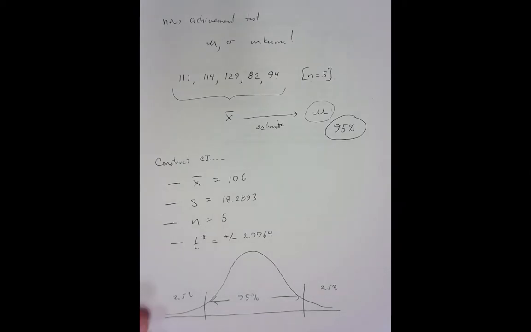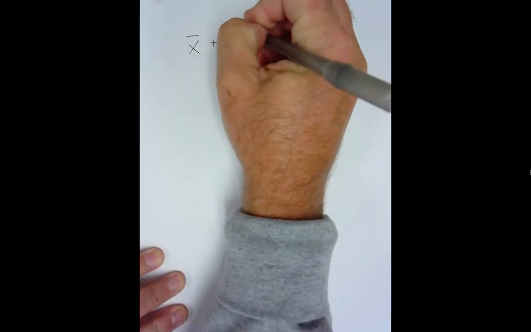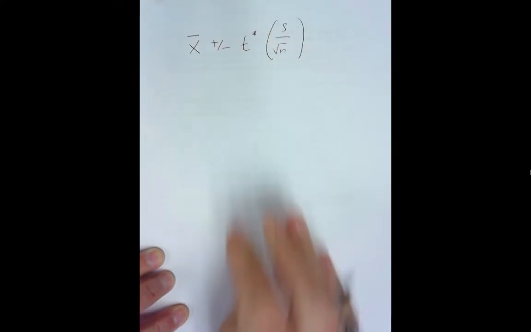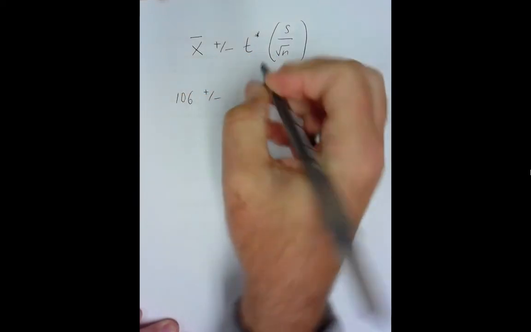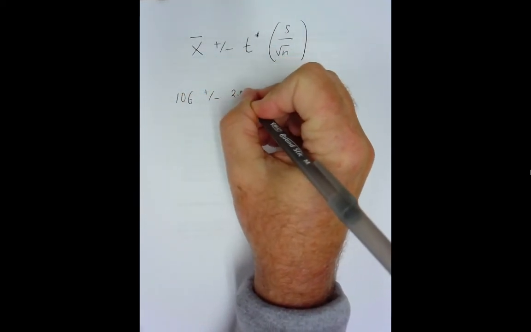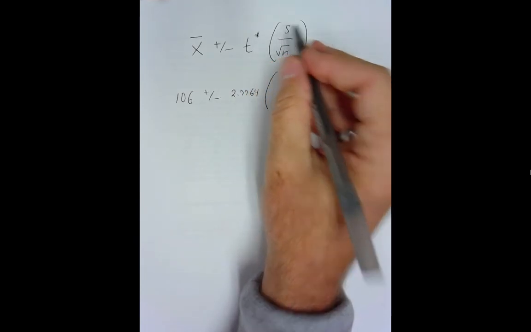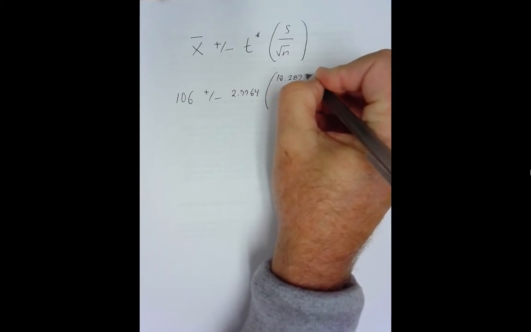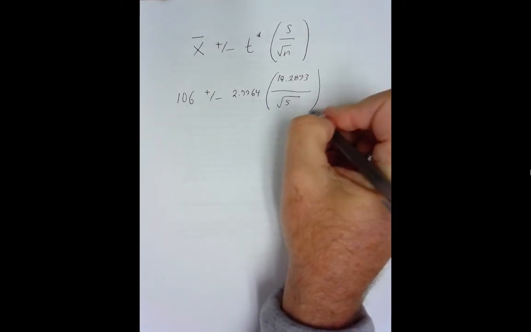All right, gang, it's time for plug and chug. X bar, plus or minus, T critical, standard deviation over the square root of n. X bar is 106. T critical is 2.7764. The standard deviation is 18.2893. Our sample size is 5.